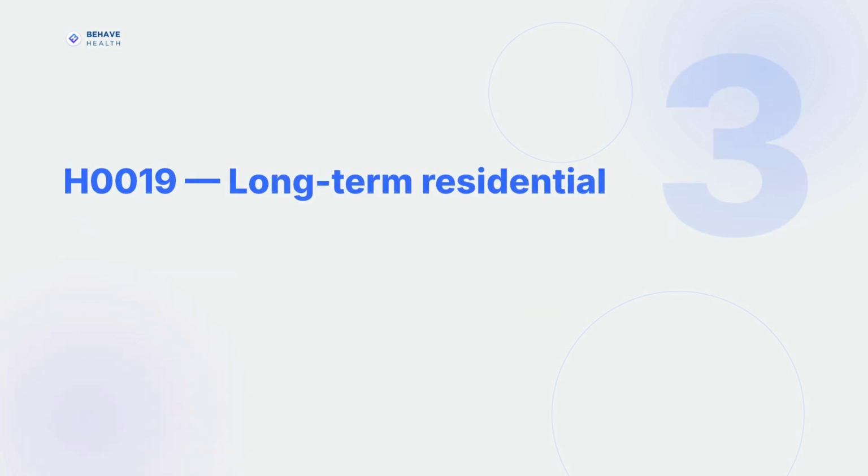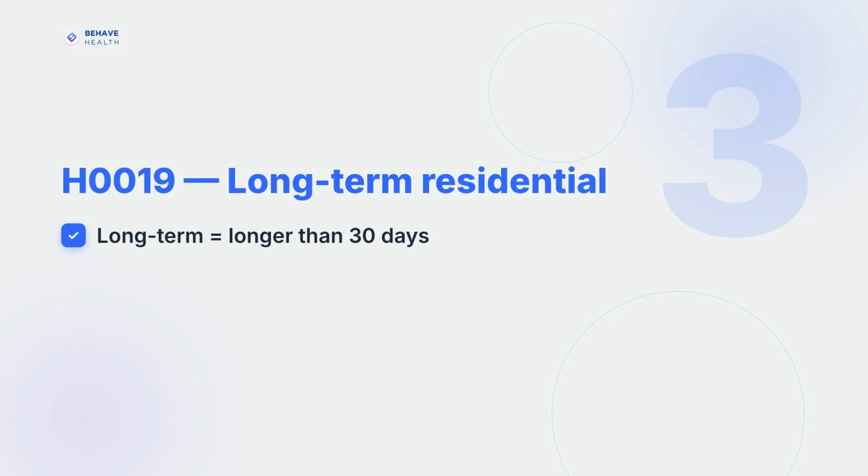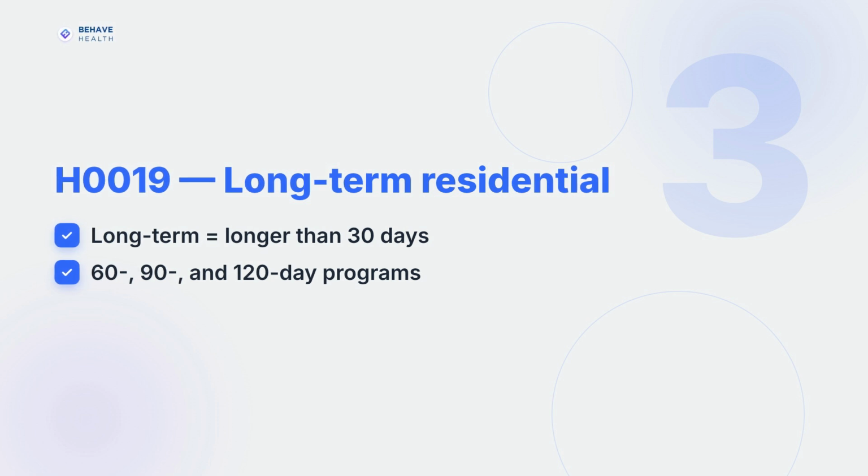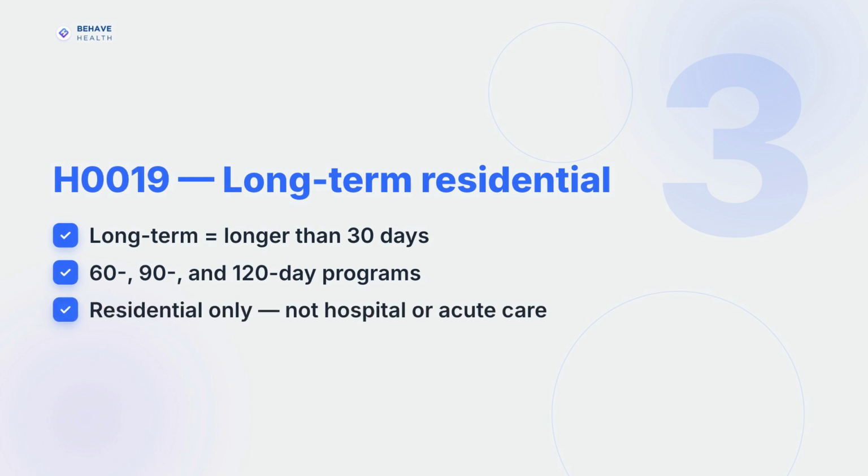H0019, Behavioral Health, Long-term residential without room and board. H0019 is for long-term residential programs, any program running longer than 30 days. Many H0019 programs run 60, 90, or even 120 days, depending on the severity of SUD symptoms and co-occurring disorders. H0019 applies only to residential settings. Hospital-based programs and acute care facilities require a different code family.